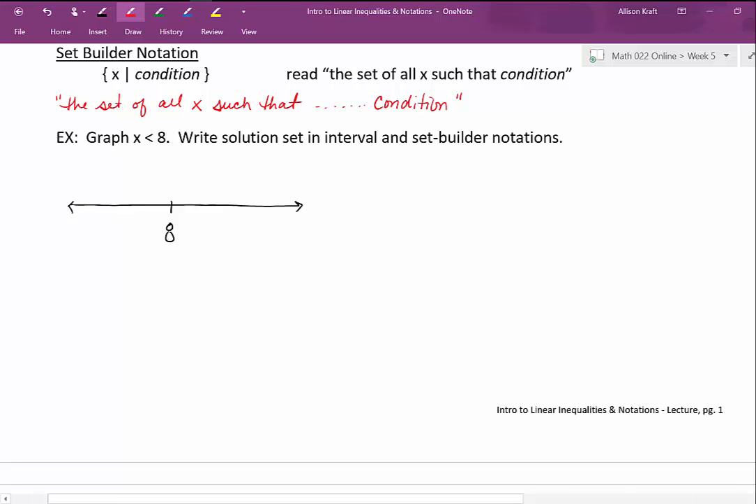Less than is to the left, so I'm going to shade to the left. And make sure you put an arrow on the end to indicate that shading keeps going. Since it's a strict inequality, we want to use a parenthesis at 8 to indicate that we're not including it. Now we want to write the other notations.